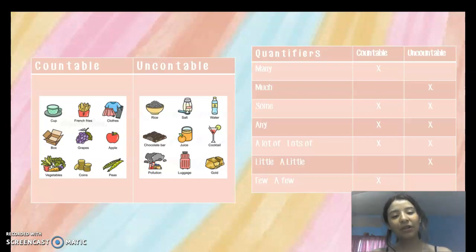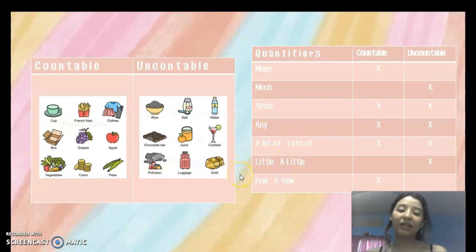Well, a countable noun is all the things that we can count, like apple, grapes. We can say 1 apple, 2 apples, 3 apples, an apple. And uncountable nouns are the things that we cannot count, like water. I cannot say 1 water, 2 waters, 3 waters. This is incorrect.